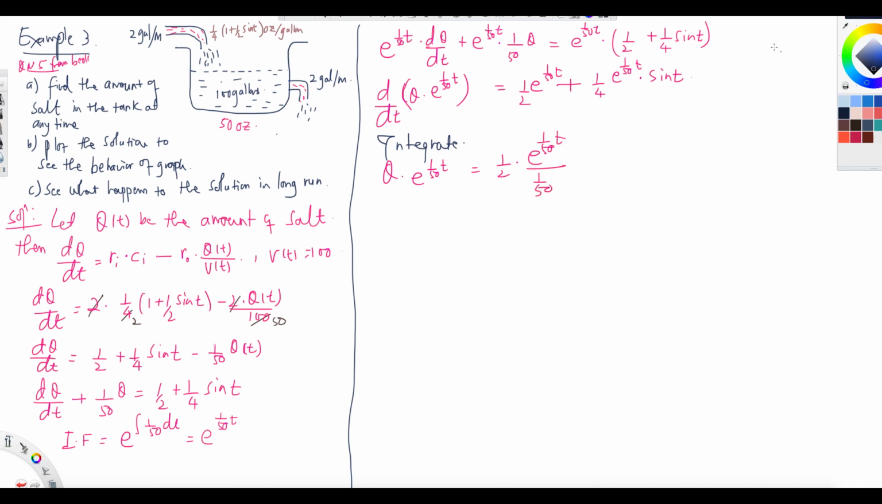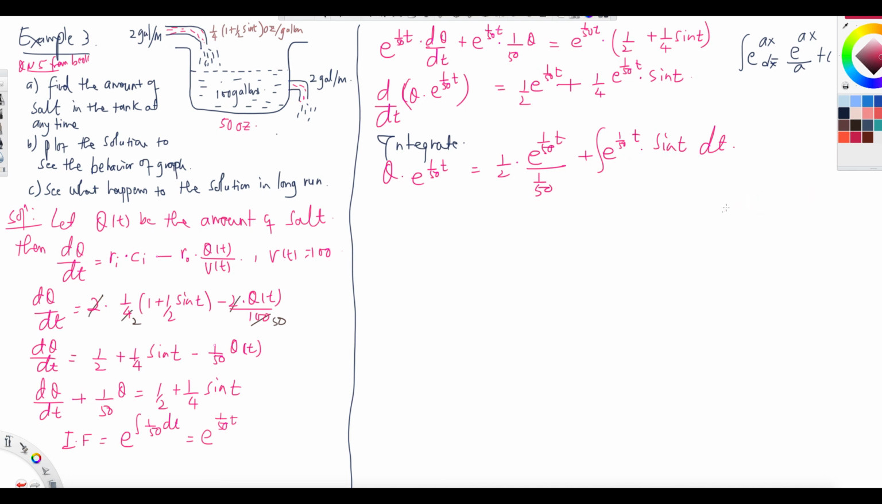Why is that? Because the formula of the integral of e to the ax dx is e to the ax over a plus c, right? That's what I'm using there. Plus, this is the product rule, right? So how do I do the product rule? So e to the integral of 1/50 t times sine t dt. Okay, so this is in the form of e to the ax times sine bx, right?